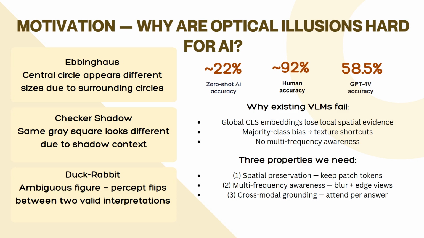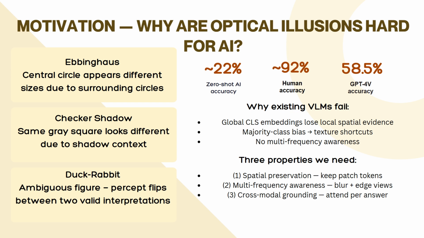So let's start with the problem. Optical illusions are carefully designed stimuli that reveal the heuristics and shortcuts in biological and now artificial vision. On this slide you can see three classic examples: the checker shadow, the Ebbinghaus illusion, and the duck-rabbit ambiguous figure. These are not just curiosities, they are probes and they expose a critical gap.